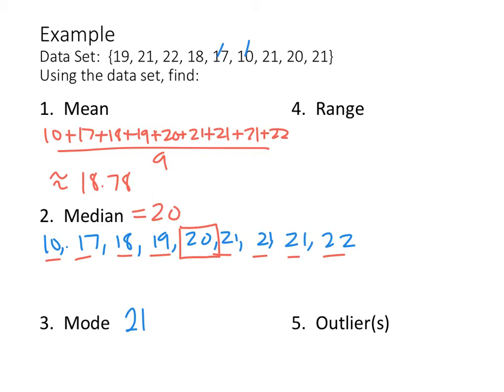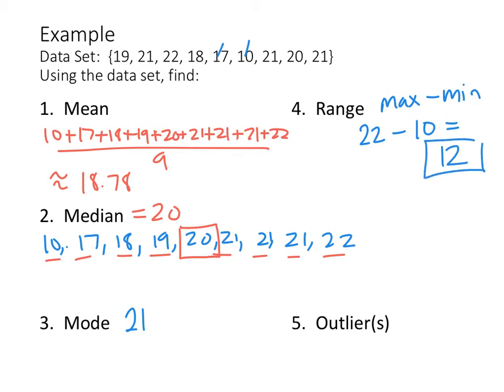Now the range, what we're going to do is we're going to take the largest value, or our maximum value, and subtract our smallest value, which would be what we would consider our minimum value. So we're going to take 22 and subtract 10, and that gives us 12 as our range.